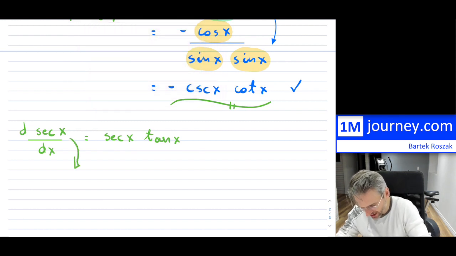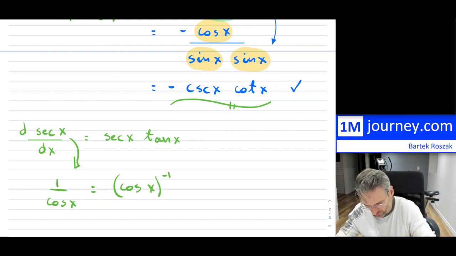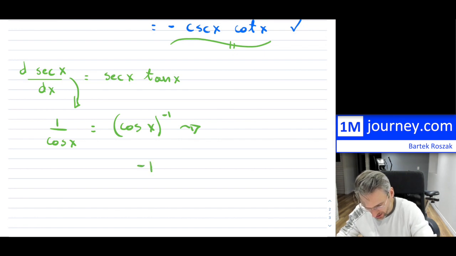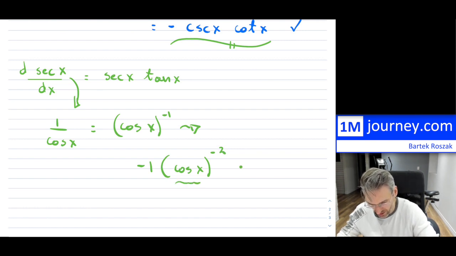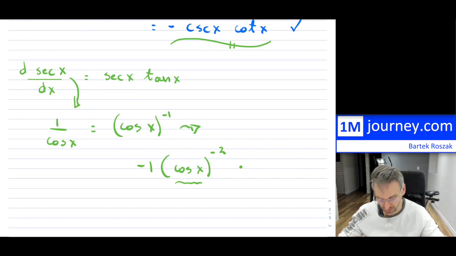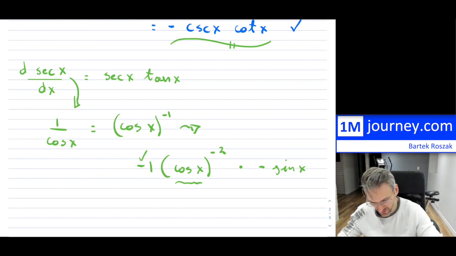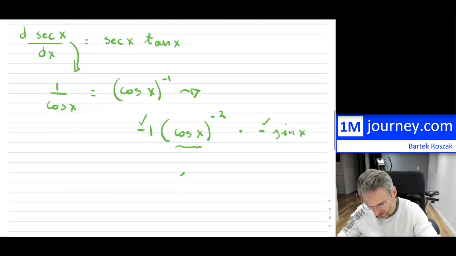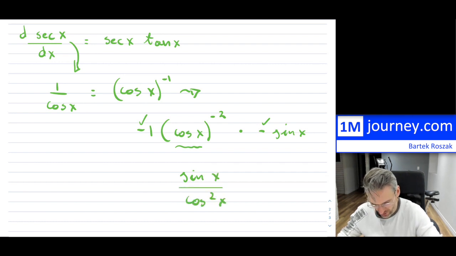So, well, secant x is nothing else but 1 over cos x, which again is just simply cos x to the negative 1. And taking the derivative here will be simply negative 1 multiplied by cos x to the negative 2. And now I have to multiply by the chain rule, by the derivative of what's inside. So that will be just simply negative sine x. The negative and the negative will cancel. And what I will have is sine x all over cos squared x.